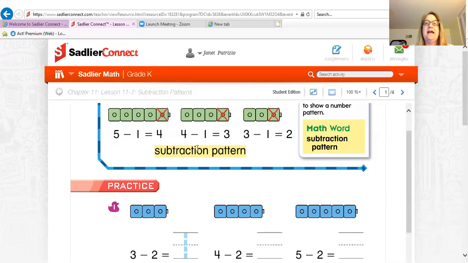And then you'll see another pattern. Look at the answers. 4, 3, 2. That's a pattern that shows 1 less.